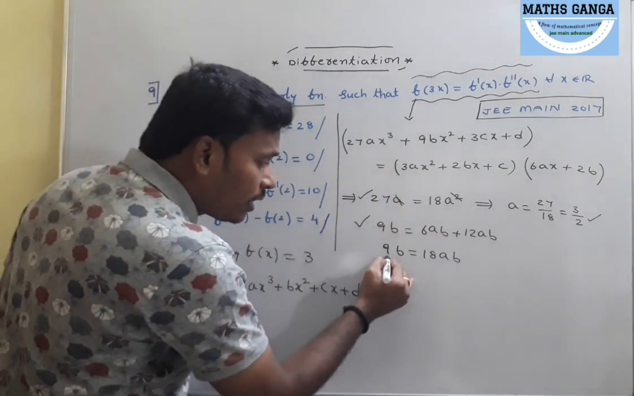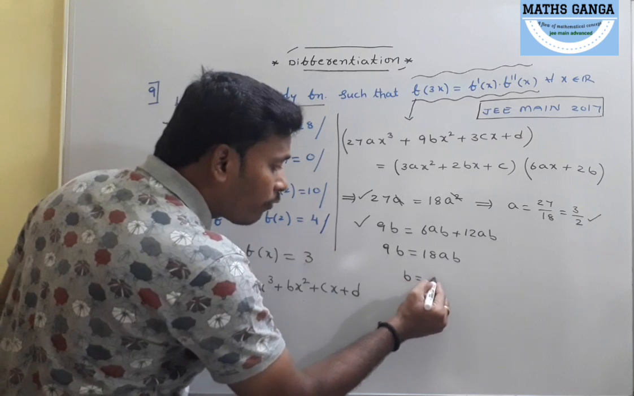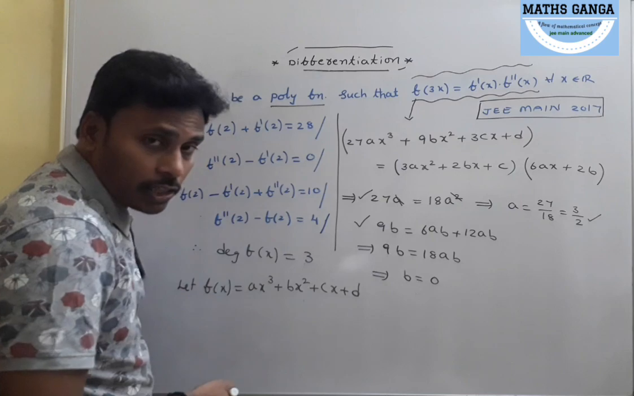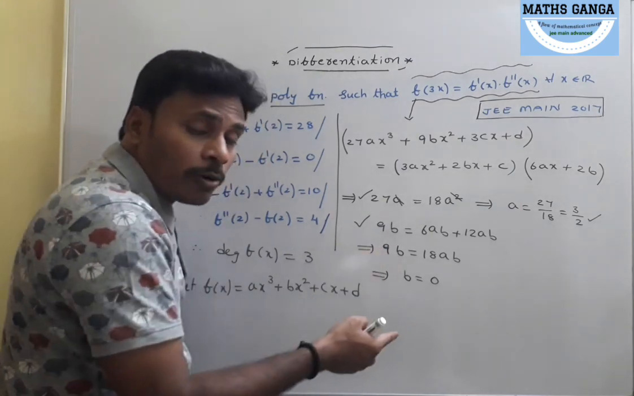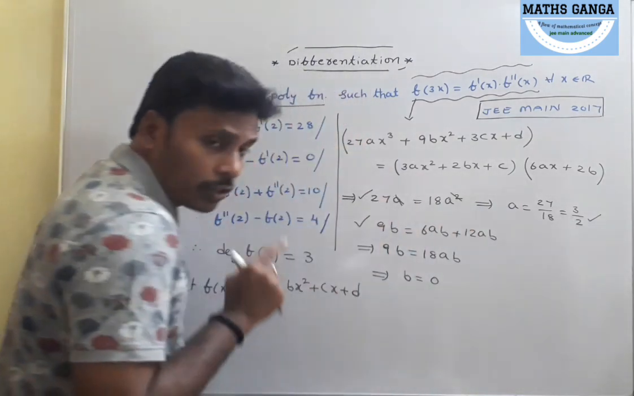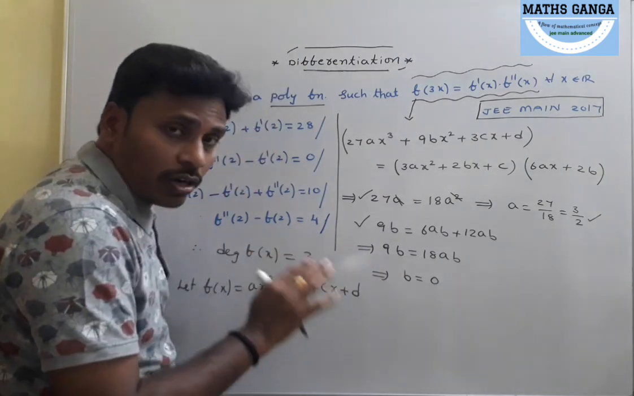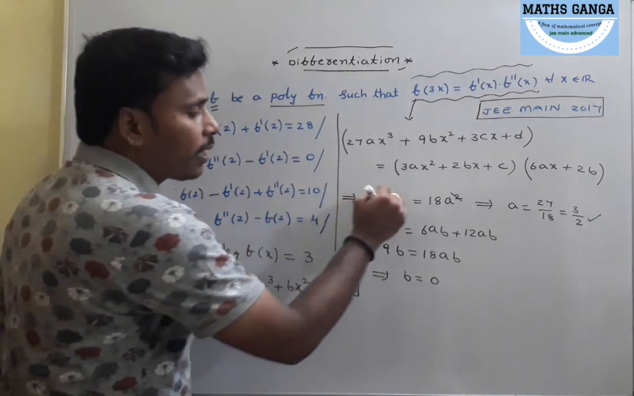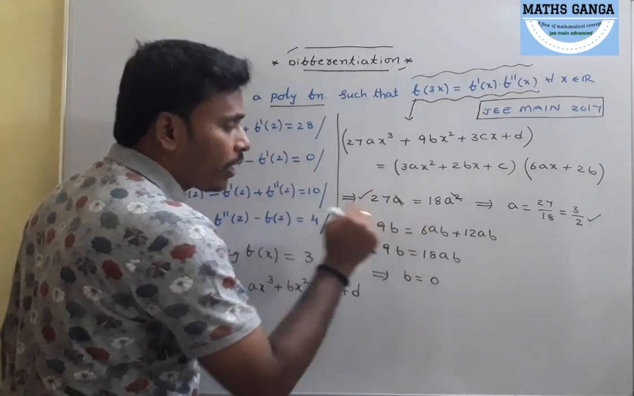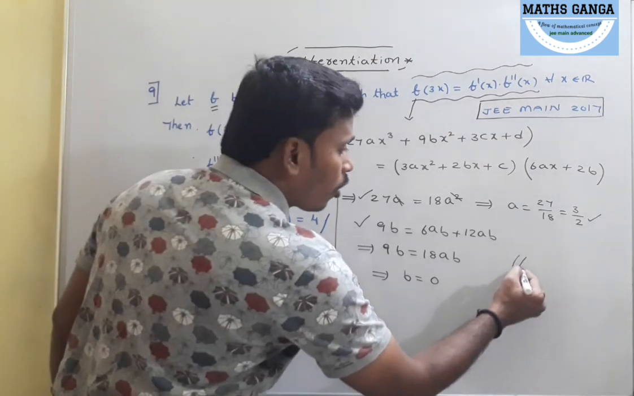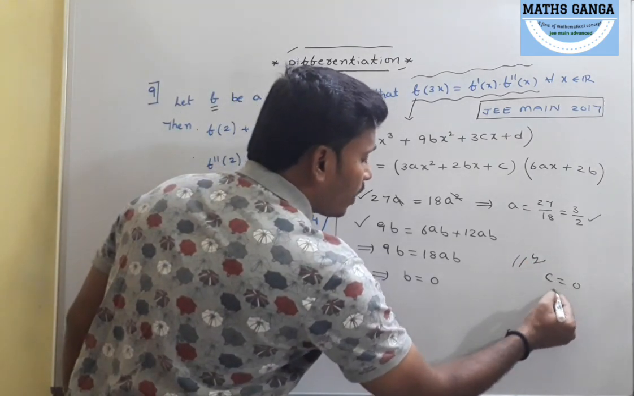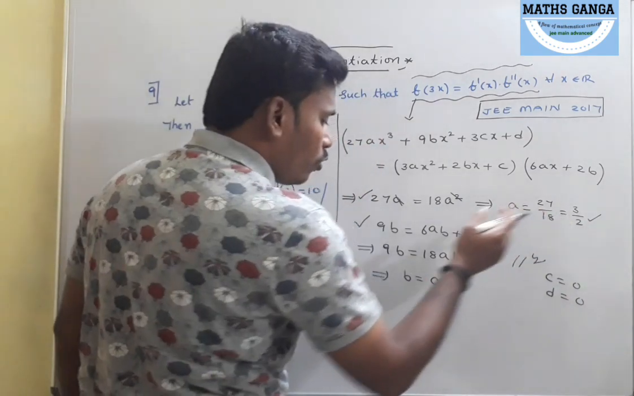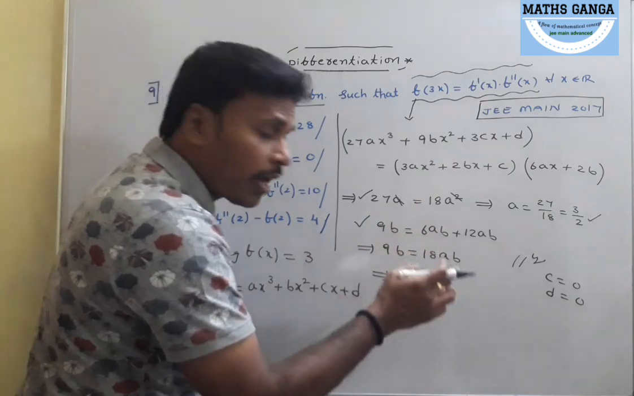So, see, these two are equal only if b is equal to 0. If b is non-zero, then we have a chance to cancel out. If you cancel out, it contradicts this a value. So, cancelling b is not allowed here. So, b is 0. A is 3 by 2, b is 0. Just by comparing the coefficient of x cube and then the coefficient of x square. Similarly, if you compare the coefficient of x and constants, you will get c as 0 and d also 0. At the end, a is 3 by 2, b is 0, c is 0 and d is 0.